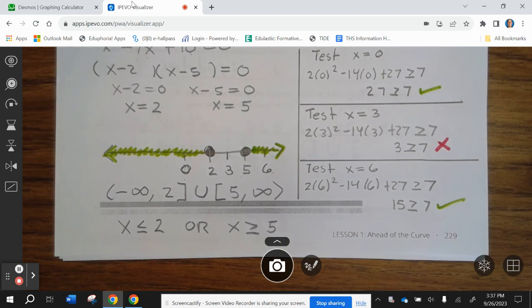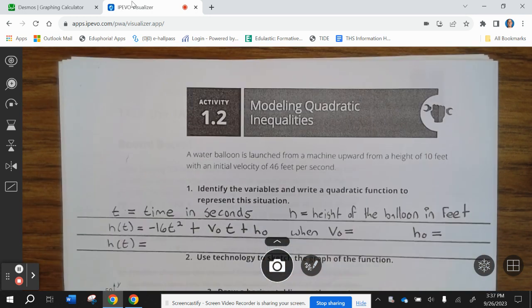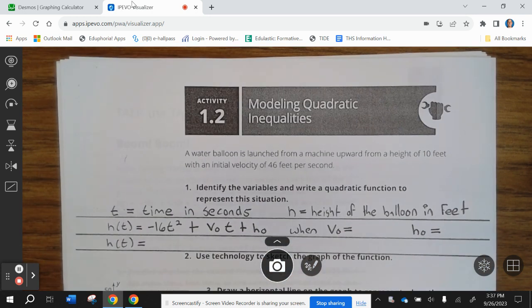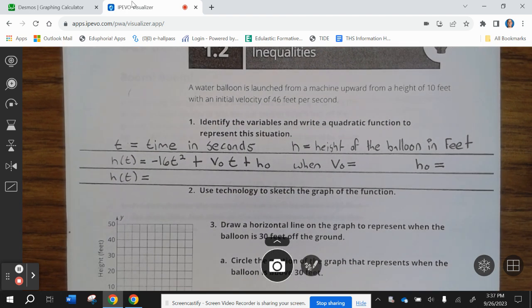All right, let's take a look at the next page. All right, activity 1.2, modeling quadratic inequalities. A water balloon is launched from a machine upward from a height of 10 feet with an initial velocity of 46 feet per second. Identify the variables and write a quadratic function to represent this situation.